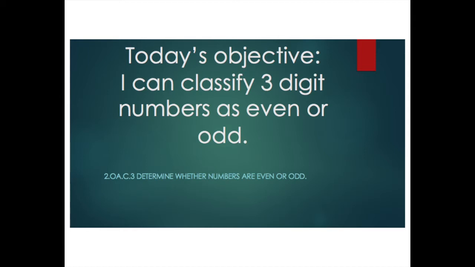If we think back to the beginning of the school year, we learned how to classify numbers up to 20 that were odd or even. So now we're going to take our knowledge of place value and what we've learned so far this year and learn how to classify 3-digit numbers to see which are odd and which are even.